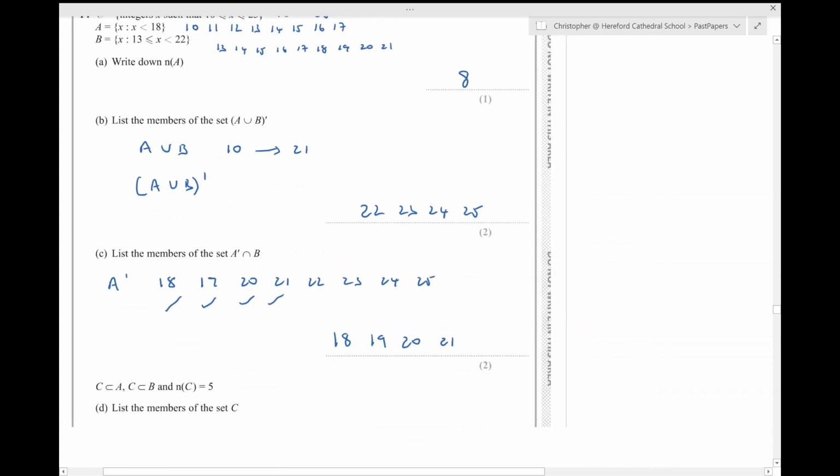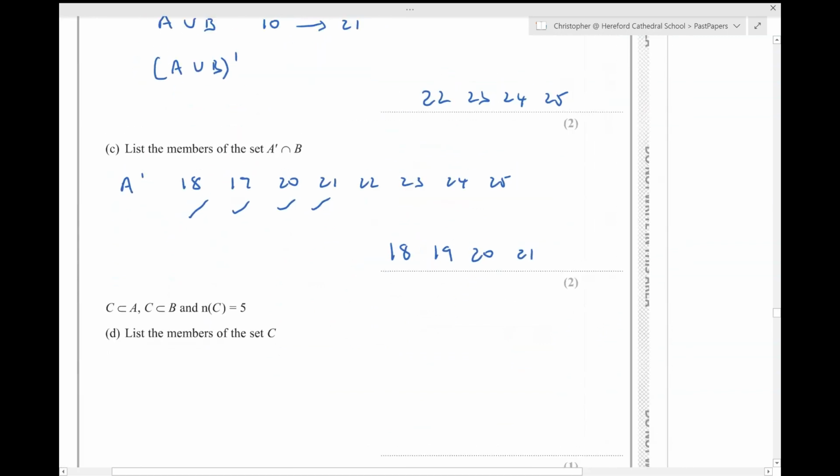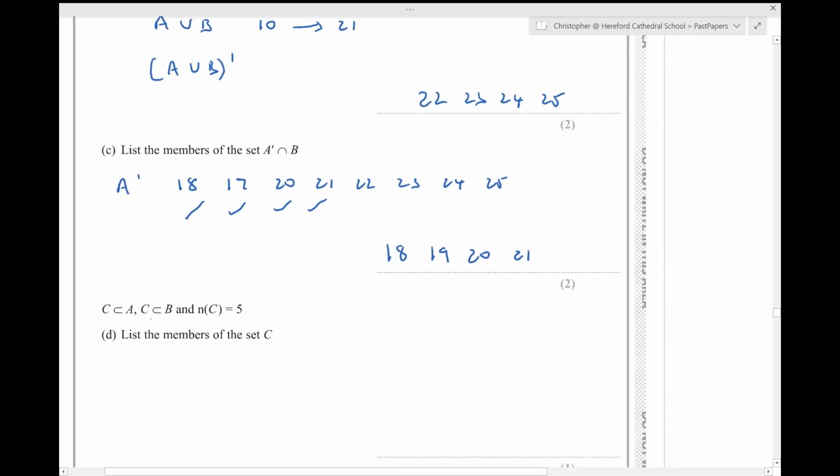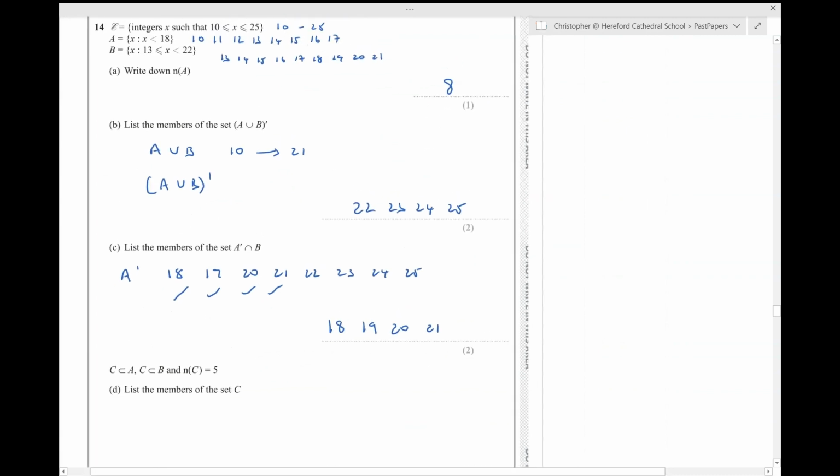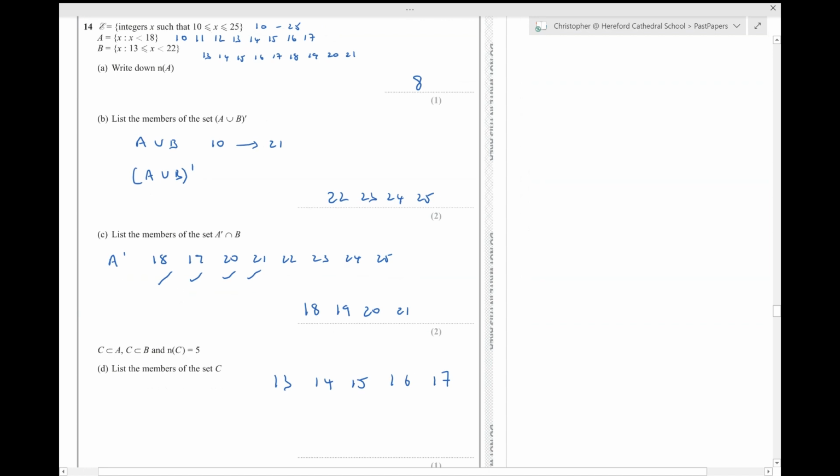Now let's have a look at D here. We've got C is a subset of A, and C is a subset of B, and there are 5 elements in C. So it's got to be 5 elements which are in A and in B. So it's going to be 13, 14, 15, 16, 17. There you go. 13, 14, 15, 16, and 17. That's the end of question 14.